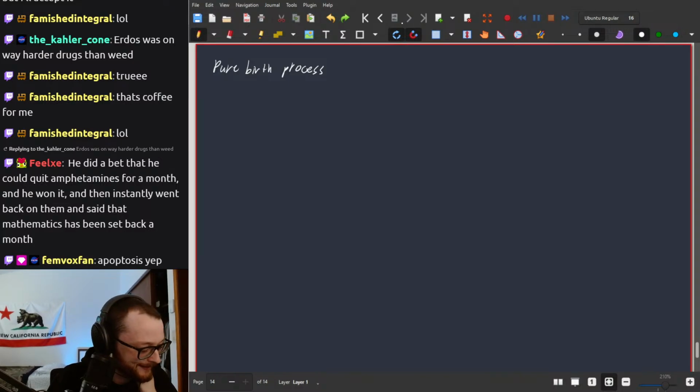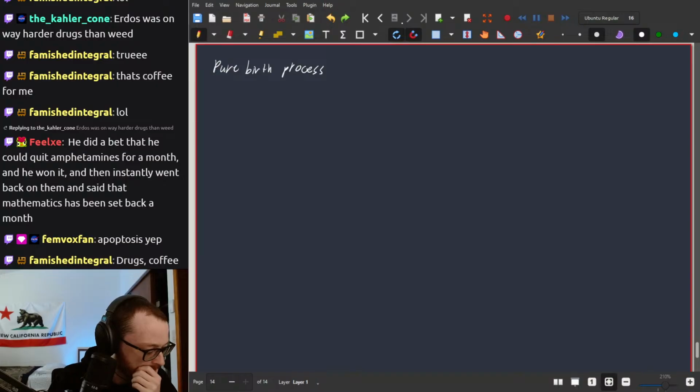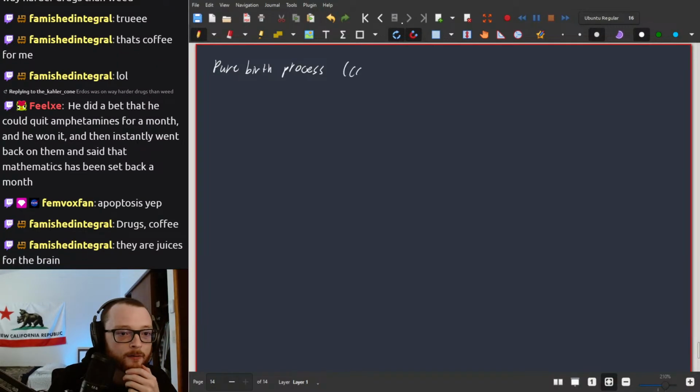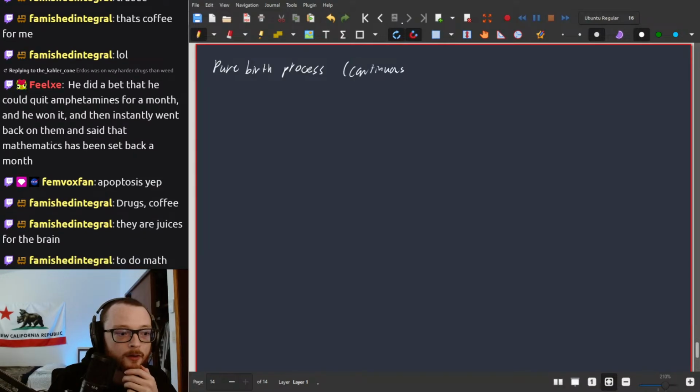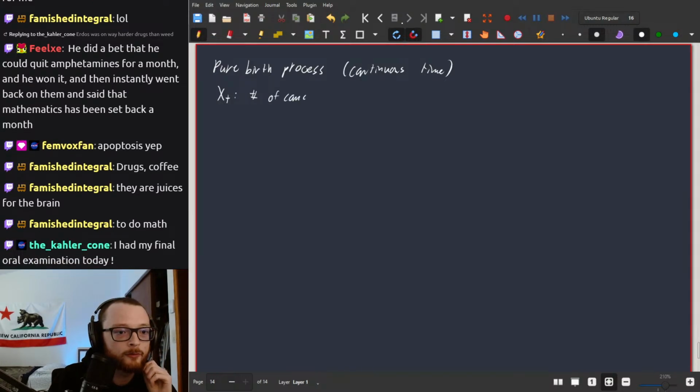So this is a fundamental building block you might use to model the number of cancer cells, but we're doing continuous time for this. So we're going to define a random variable X_t, which is the number of cancer cells at time t.